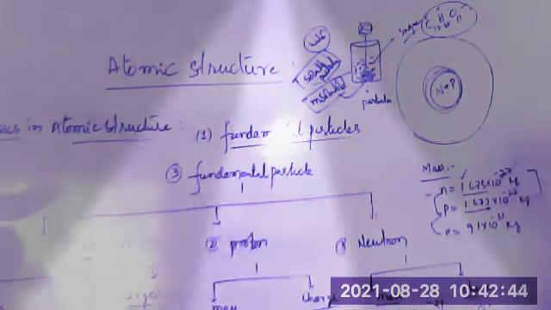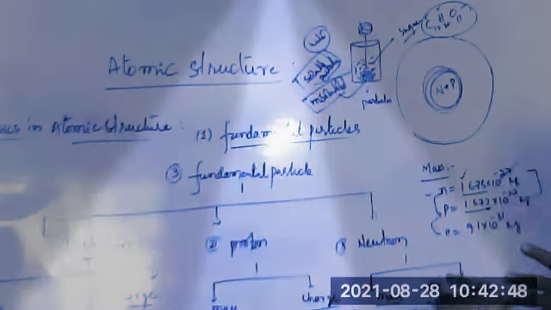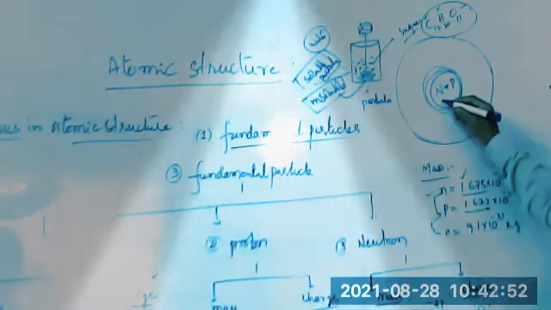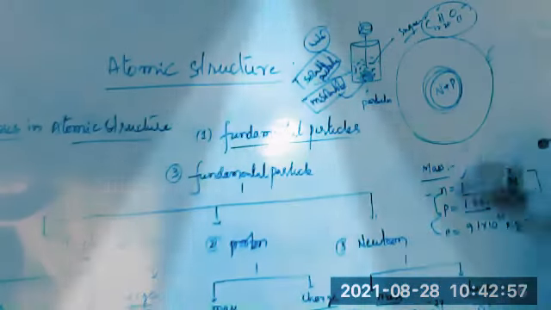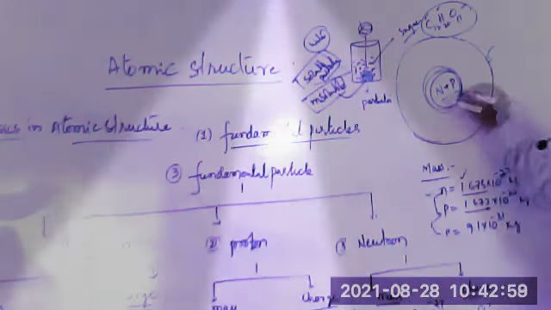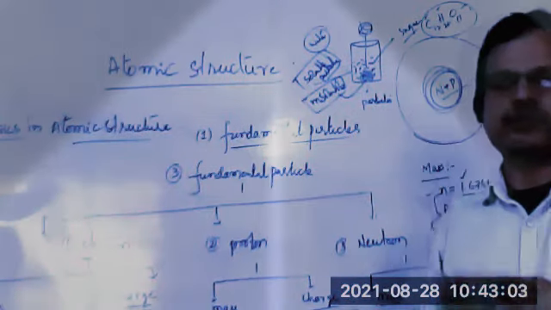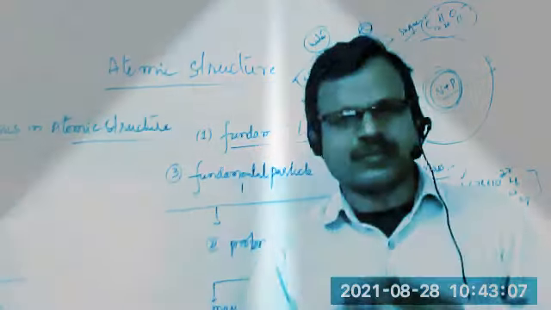So neutrons and protons are slightly different: 1.75, 1.72. That's not much difference. So we can say first neutrons, then protons, and the remaining ones are electrons. So this is the position, the location of fundamental particles in the atom.